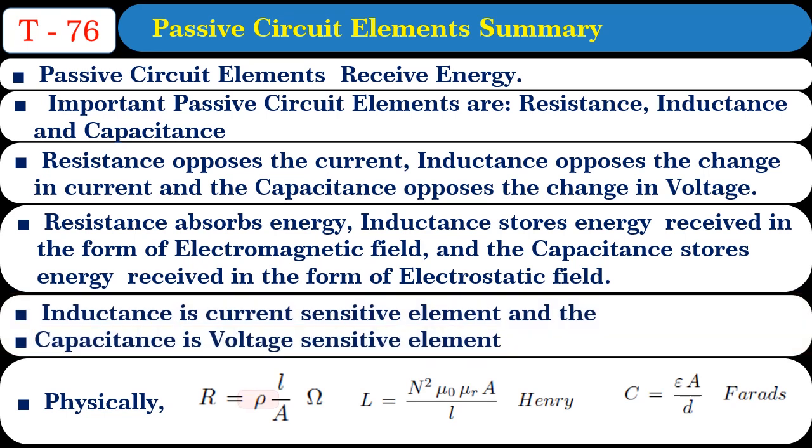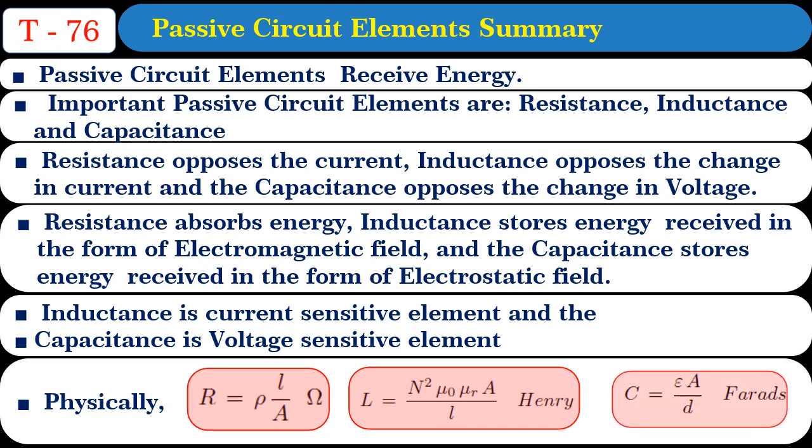Physically, resistance R is equal to rho into l by A ohm. Inductance L is equal to N squared mu naught into mu r into A divided by l henries, and C is equal to epsilon A divided by d farads.